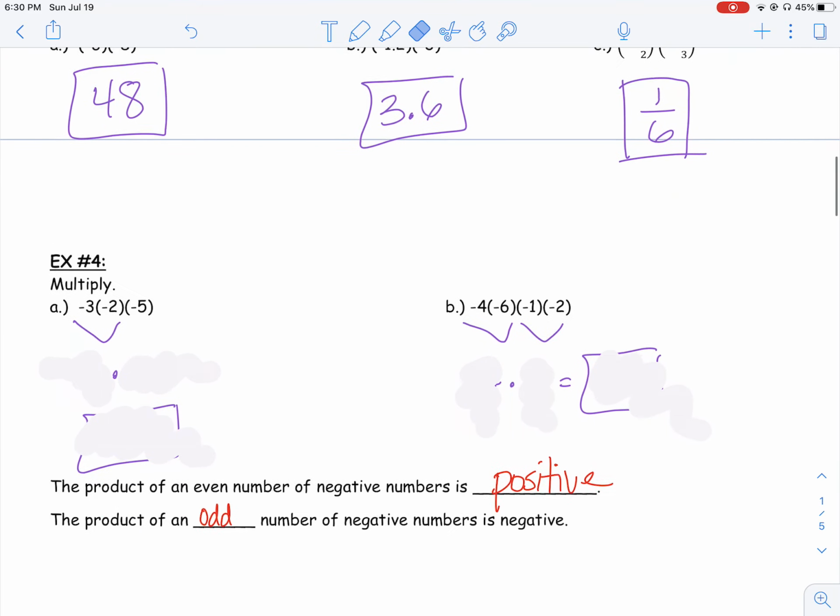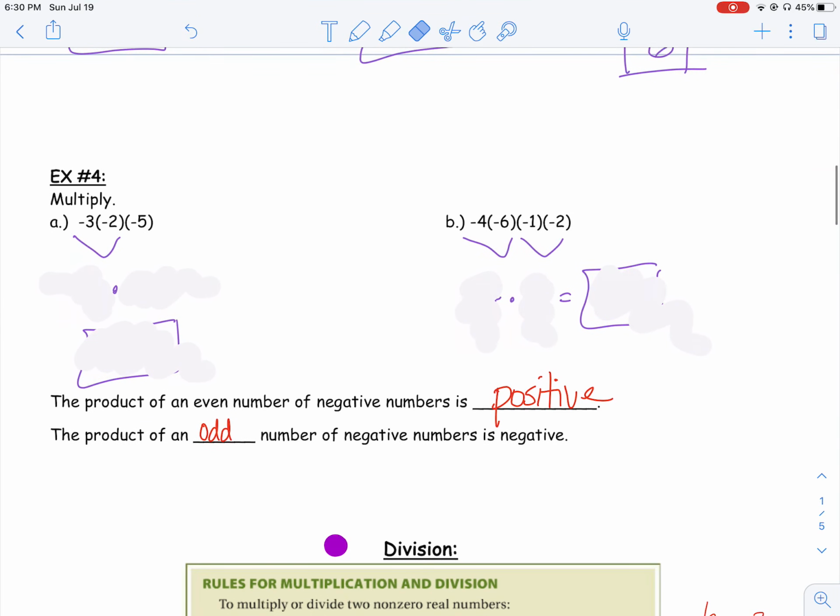So what happens if I have a whole bunch of numbers being multiplied together? Well, if you look at example number 4a, I have 3 negative numbers being multiplied together. If I take the first two, negative 3 times negative 2, those two negatives make me a positive 6. And then I want to take that positive 6 and multiply it still by the last number, negative 5. Now I have a positive 6 times a negative 5. A positive times a negative is going to give me a negative 30.